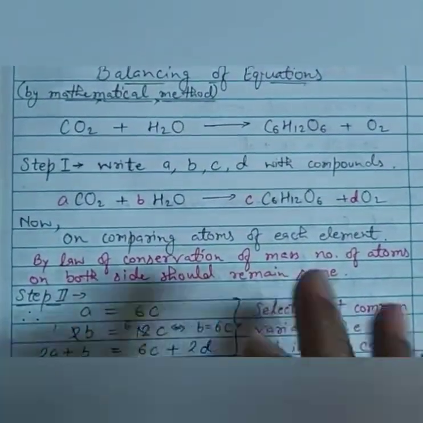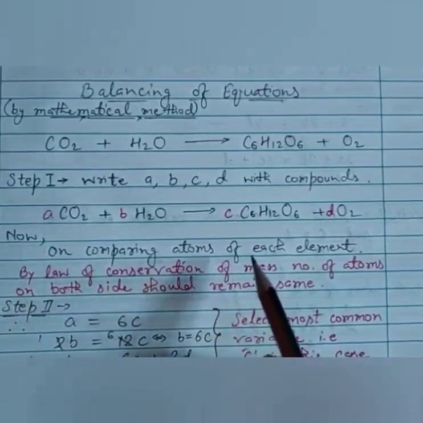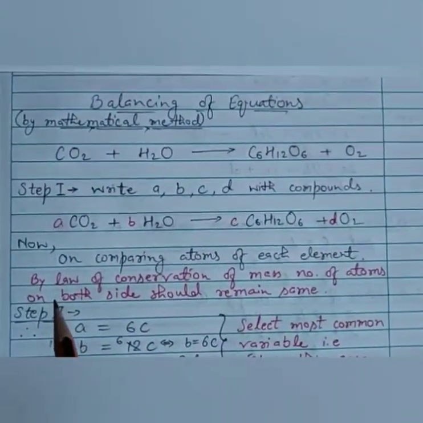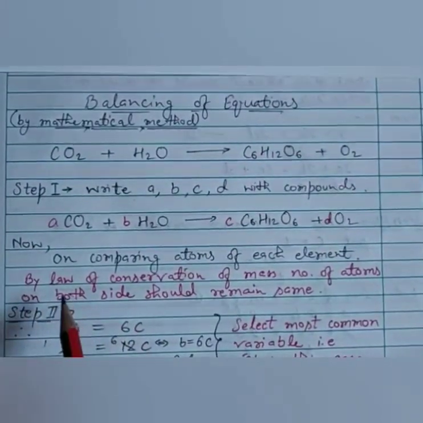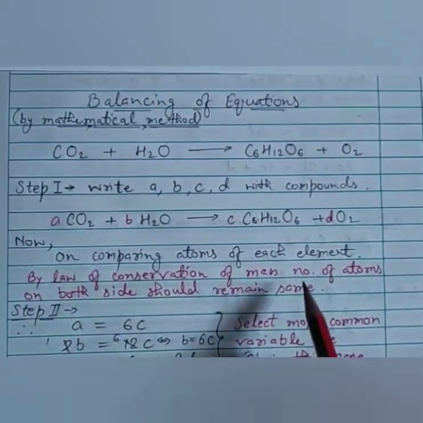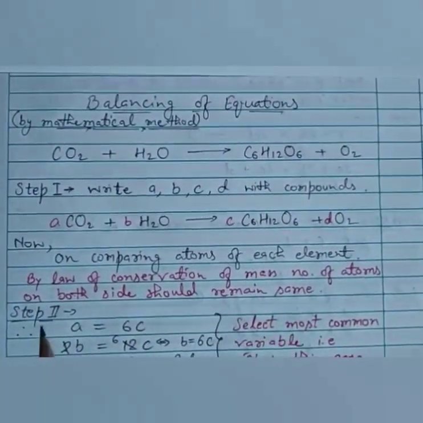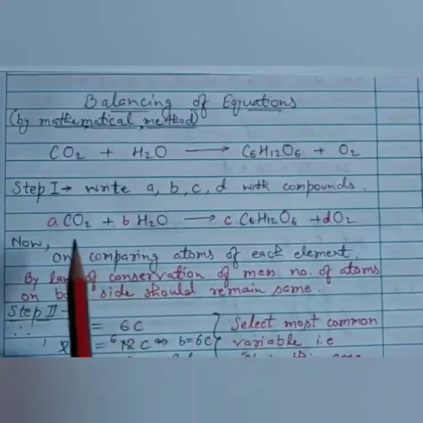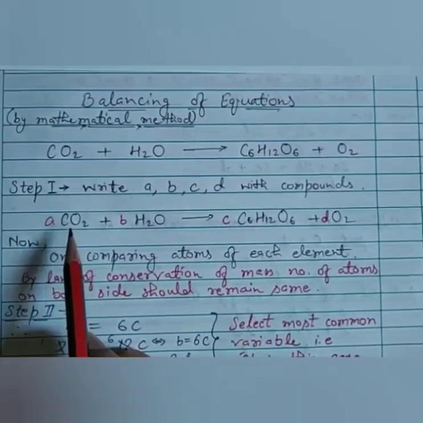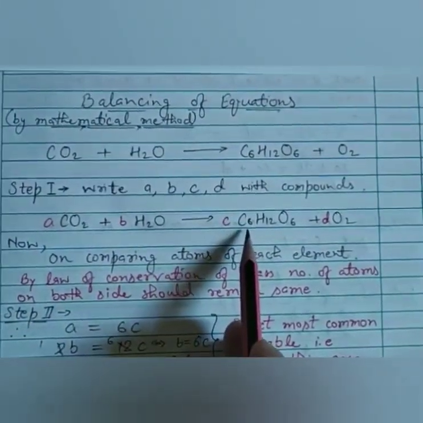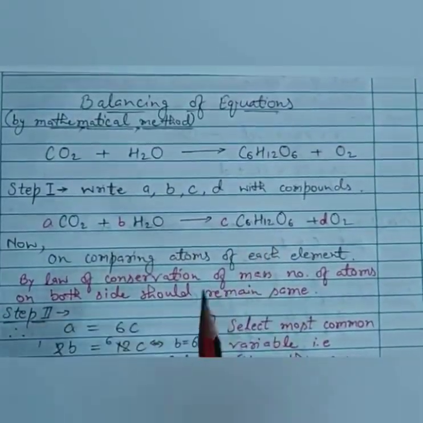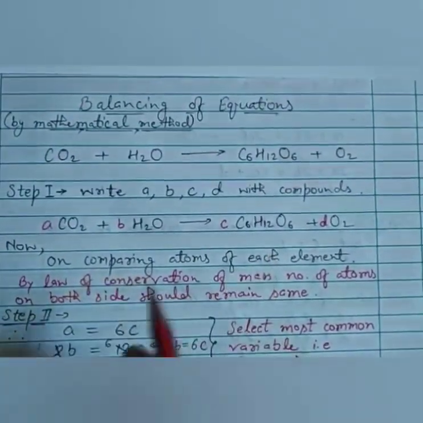Now, in the second step we compare the atoms of each element, because we have learned that by the law of conservation of mass, the number of atoms of any element should be equal on both sides. For example, carbon here is 1, but here it is 6. So we can make them equal. For that we will take some equations.